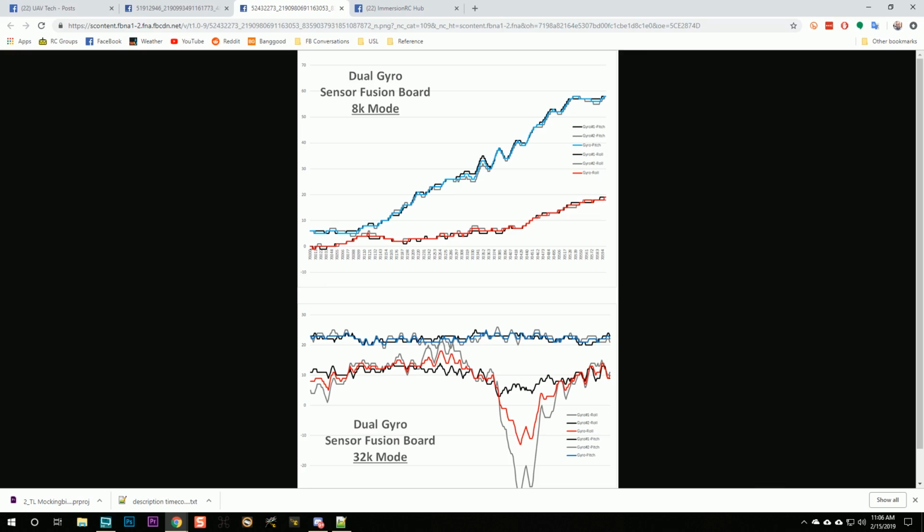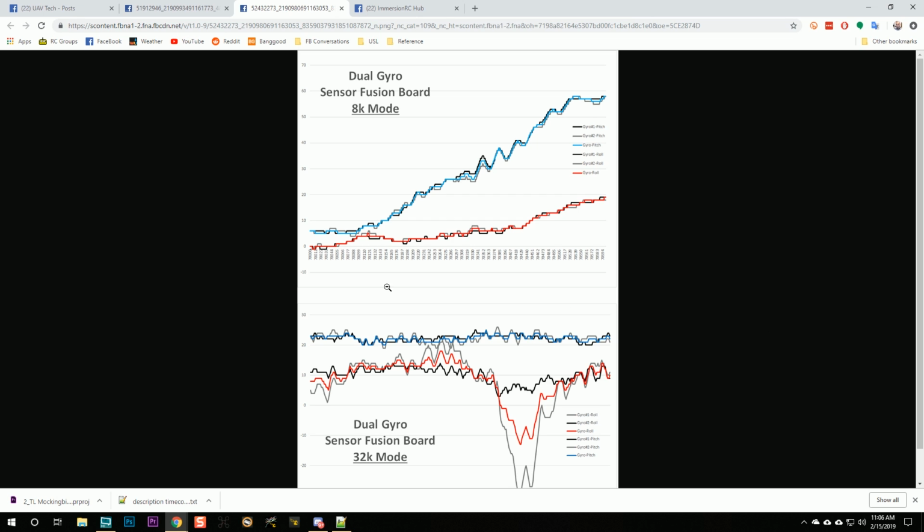But this graph is even more telling. This graph is of a board with dual gyro sensor fusion. And what that means is that there are two of the exact same gyro on the board oriented at 90 degrees to each other. And basically what we should see is that these two gyros produce approximately the same result for a given set of scenarios.